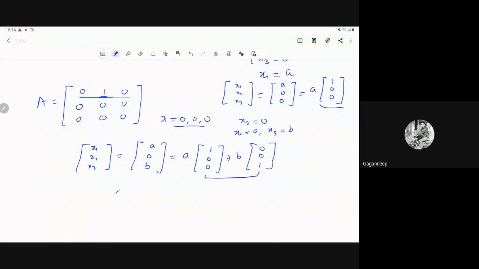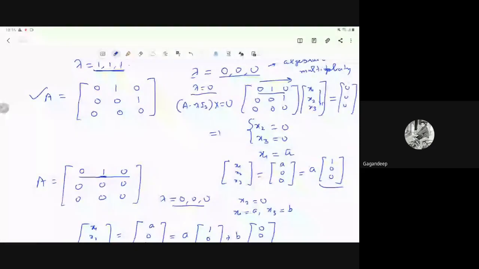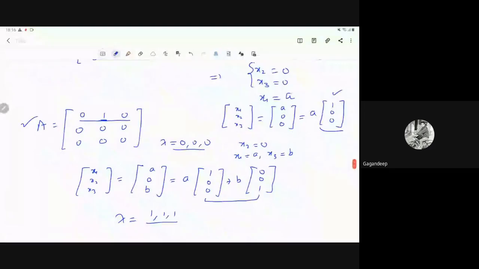For a repeated eigenvalue, suppose some eigenvalue is repeating 3 times. For example, in case of the unit matrix, you were getting 3 independent eigenvectors. But in this example, you are getting only one independent eigenvector. In the next example, again, the eigenvalue is repeating 3 times, but you are getting 2 independent eigenvectors. So this point should be clear.